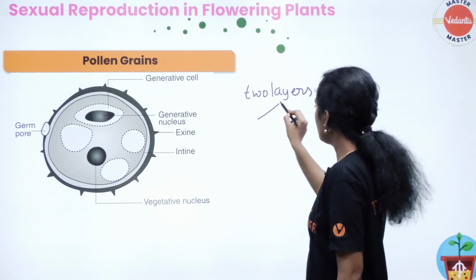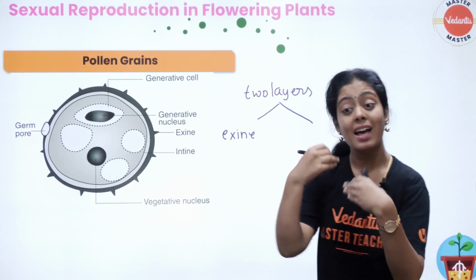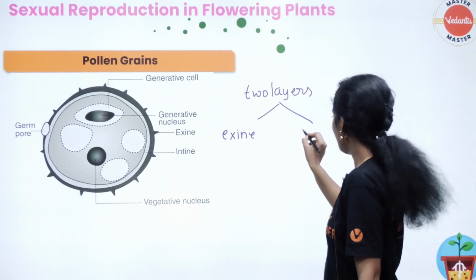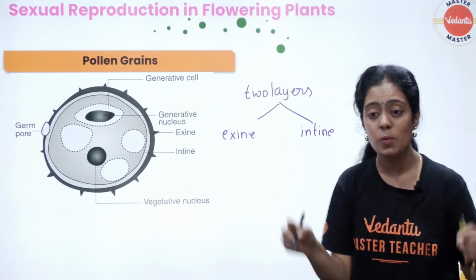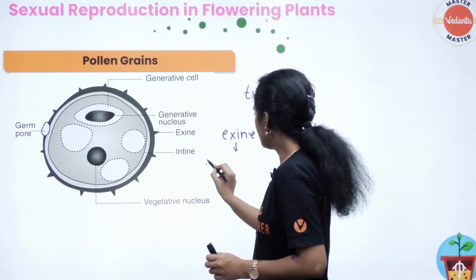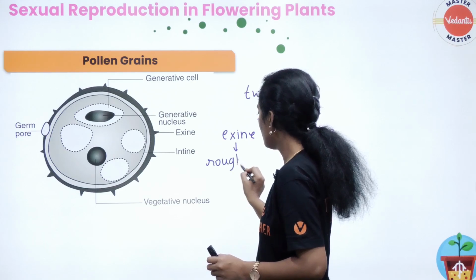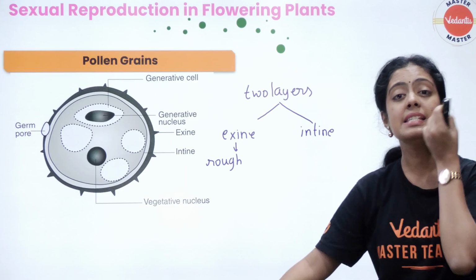Okay, what are the two layers? They are made up of an exine and an intine. Exine is the outermost layer. Here you can see the surface of exine is rough. Okay, it is made up of a very tough resistant substance.